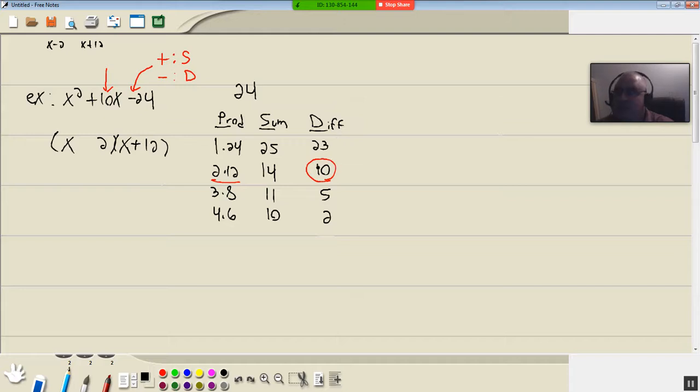Now the number I circled in the difference column, D for different signs. So since this one is positive, then this one is negative. They have to be different signs. How can I tell if that worked? Well, if you multiply this together, it should give you your original problem. That's why if you chose the wrong ten and multiplied it back together, it would not give you the original polynomial.